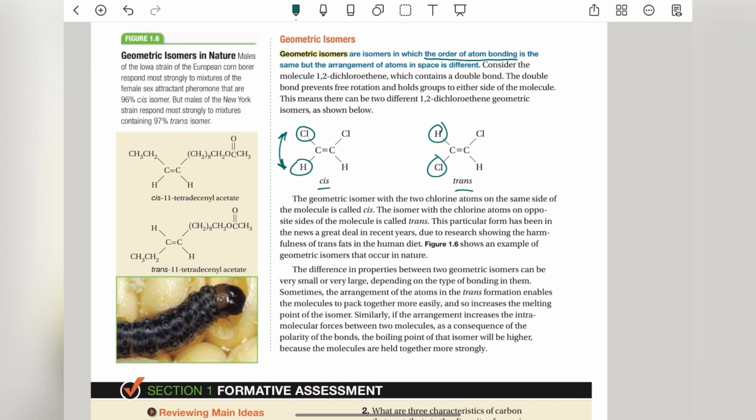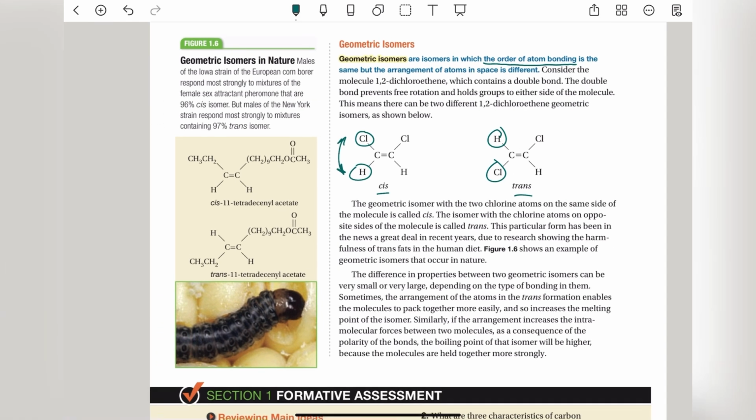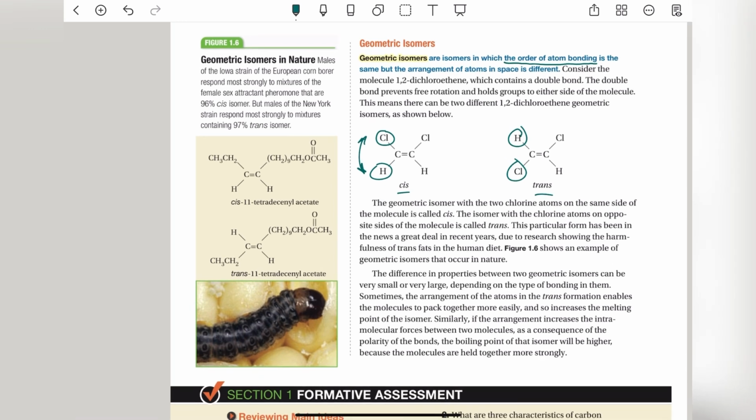Figure 1.6 is an example of geometric isomers that occur in nature. So let's go and see what the application is. Males of the Iowa strain of the European corn borer respond most strongly to mixtures of the female sex attractant pheromone that are 96% cis isomer. Males of the New York strain respond most strongly to mixtures containing 97% trans isomer. This is very interesting because we see how the geographical location affects the way they respond to different chemicals.